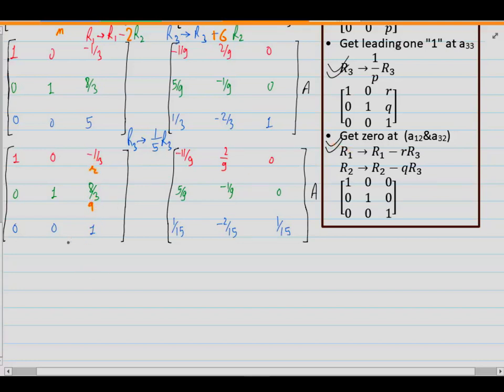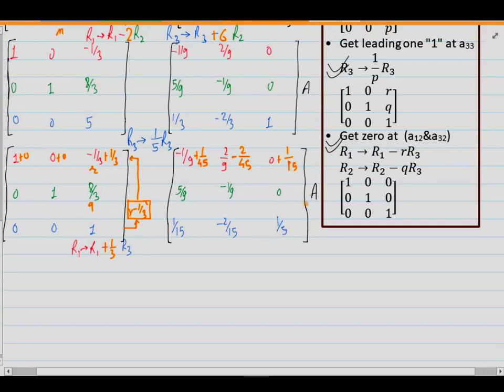Okay, so the first operation of the last step is R1 gives R1 minus R, which is actually minus 1 by 3. So it will become plus 1 by 3 R3. That means third row will multiply with minus 1 by 3 and add into the first row. So it will be plus 0 and plus 1 by 3. Same thing on the right hand side will give us plus 1 by 45 minus 2 by 45 plus 1 by 3. Here we have 1 by 5, right?